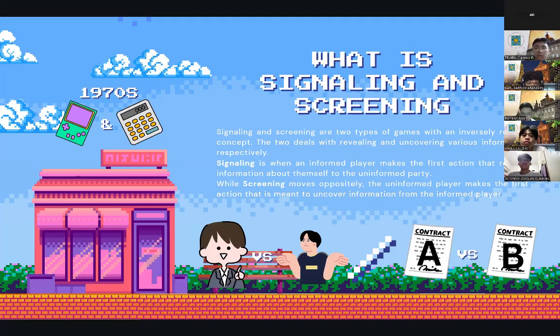From the examples, we see that signaling and screening often happen at the same time, and how they work together is very detrimental. The informed player or the graduated student signals the employer or the uninformed player their skill level by showing their degree, while the uninformed player or the employer screens the informed players through contract choices, interviews, tests, and etc.